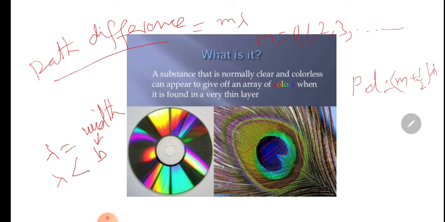It can be seen that the path of one light ray with respect to the other differs due to reflection from the top layer of oil and the bottom layer of oil. Simply, you can say that the path difference will depend upon the thickness and nature of the film.